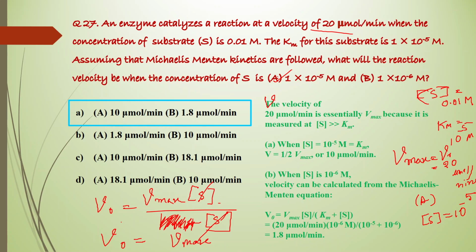Now let us go back to this equation again. Let me write down the equation here again. V0 equal to Vmax S by S plus Km. And our value for Km was again 1 into 10 to the power minus 5 molar. So for the first option, that is A, both the value for S and Km are the same. That means for the first case, Km equals S. What will happen to the Michaelis-Menten equation if Km equals S?